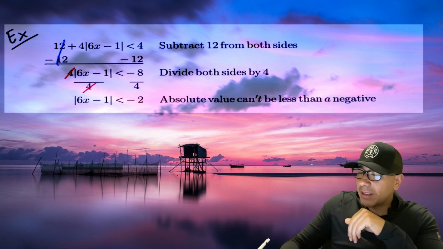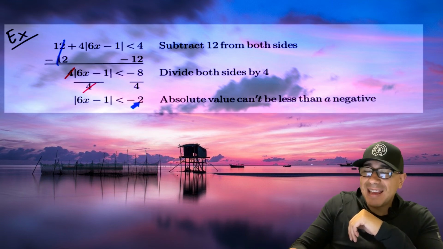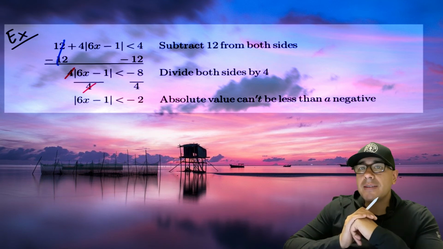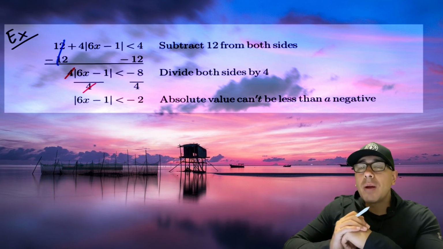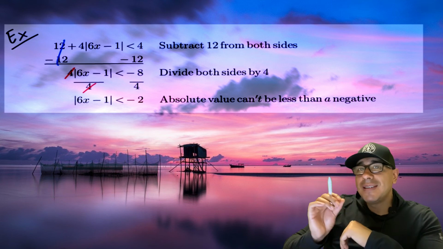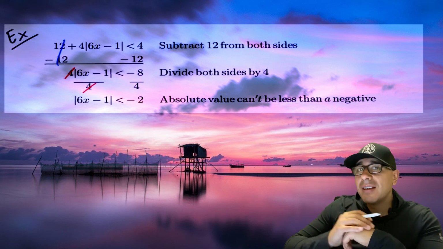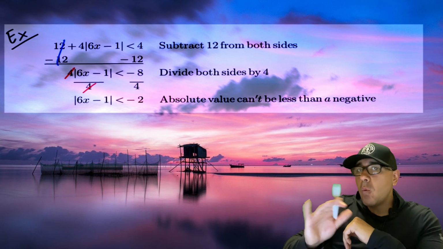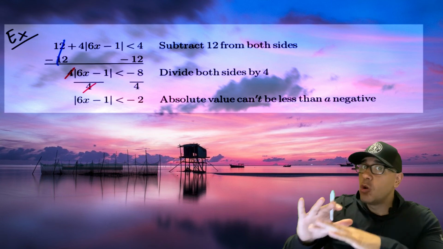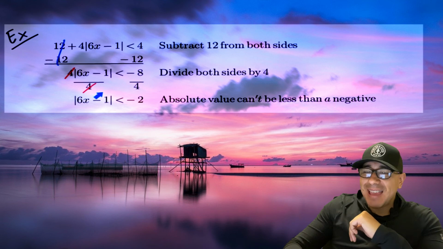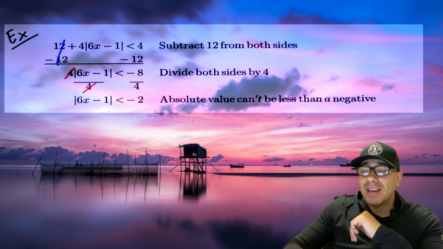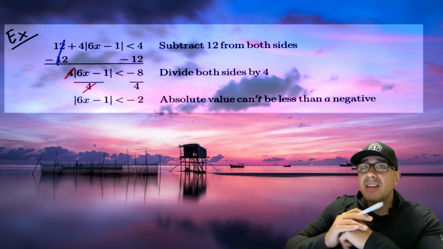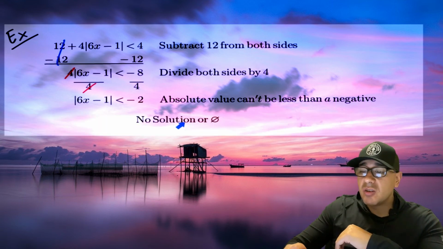So now you're left with the absolute value being less than a negative. Well, let's think about this. The absolute value represents a distance, and the smallest distance that you could have is 0. So there's no way, and I mean no way, that this absolute value can be less than -2, because the smallest number this could represent is 0. Even 0 is not less than a negative. So right here, there's no need to proceed. You're finished. You already know that there is no solution.